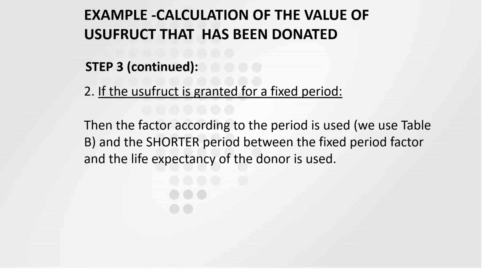If the usufruct is granted for a fixed period, then we use Table B. We're going to look up the factor for that specific period in Table B, and we compare it again to the person making the donation and what their life expectancy is. And we take the shorter period.